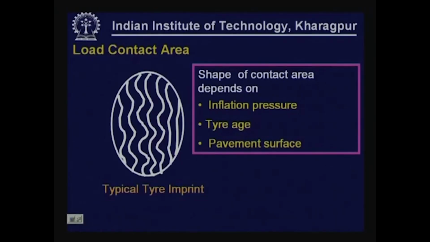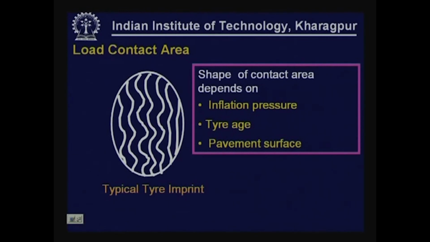Coming to the shape of the contact area, typically what you see on the left side of this slide would be something similar. The shape of this contact area depends on the inflation pressure, the age of the tire, the load that is carried, and also the pavement surface.